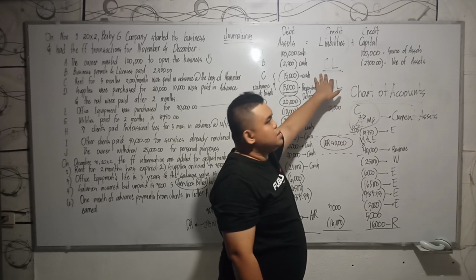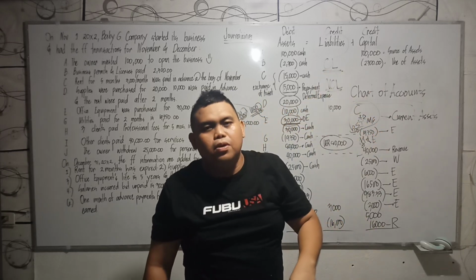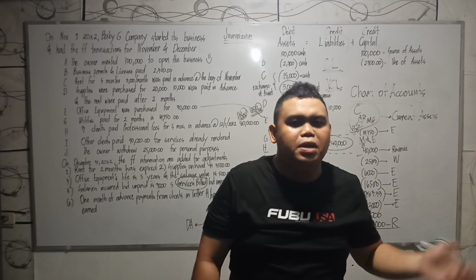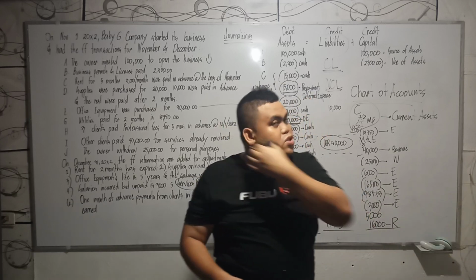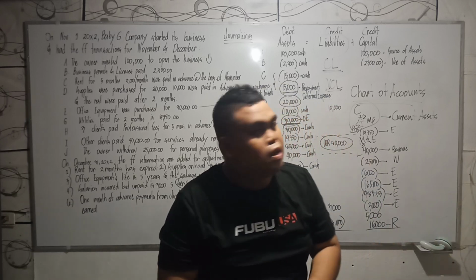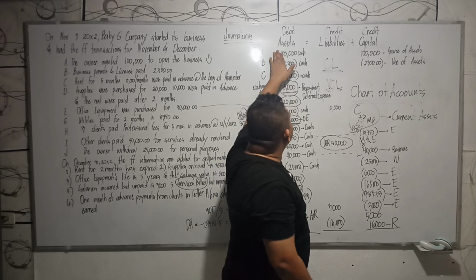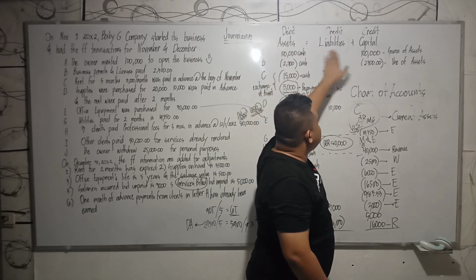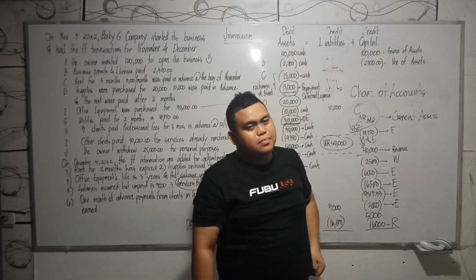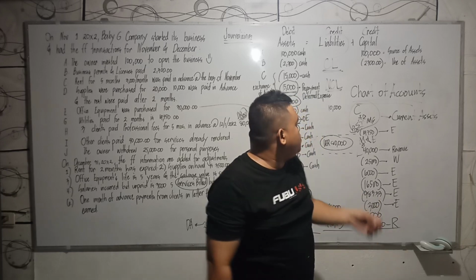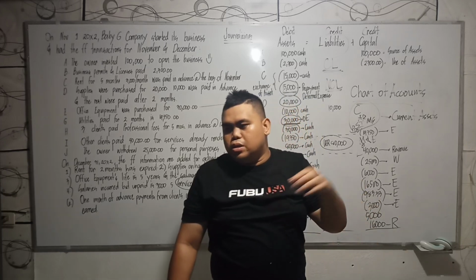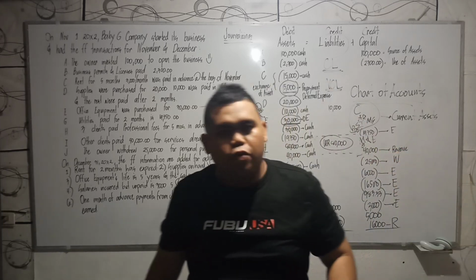As to the current liabilities, the examples are accounts payable, salaries payable, utilities payable, because those are short-term liabilities. So the listing follows assets, and then liabilities, and then we have the capital. Okay? So in the capital, you will have the capital balance, of course.